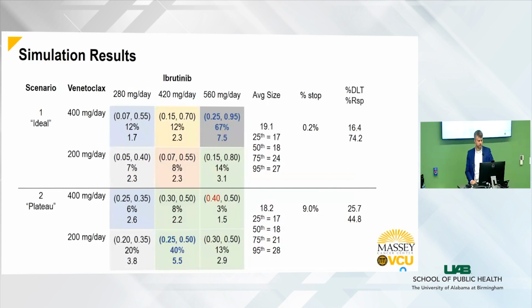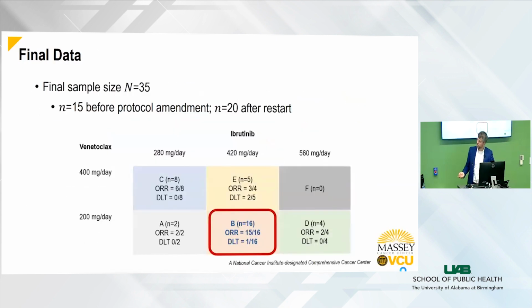So this is the final data for the study. No patient was put on combination F. Combination B was found to be our optimal combination. It had 6 patients before that pause, 10 patients after the pause. Overall response rate at 2 months was 15 out of 16. DLT rate was 1 out of 16.